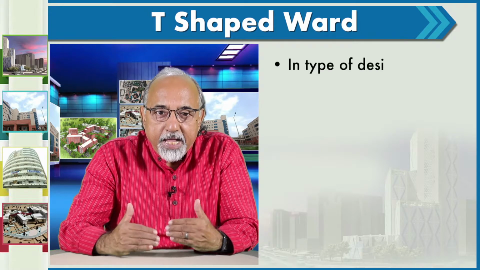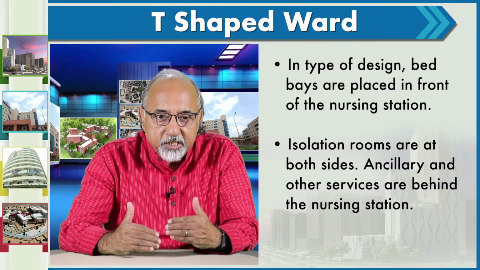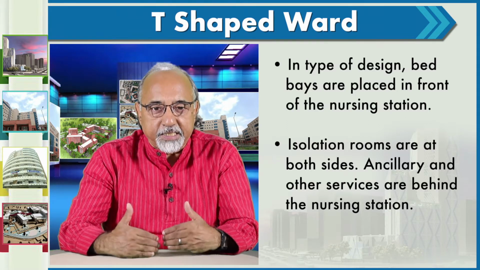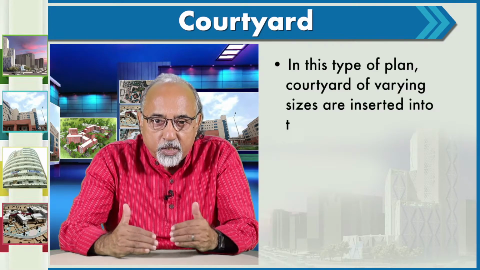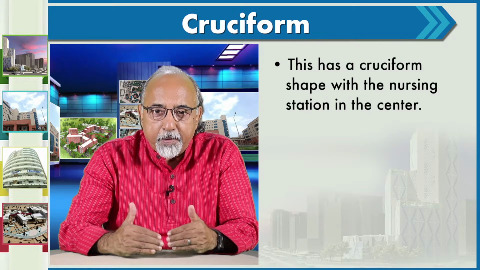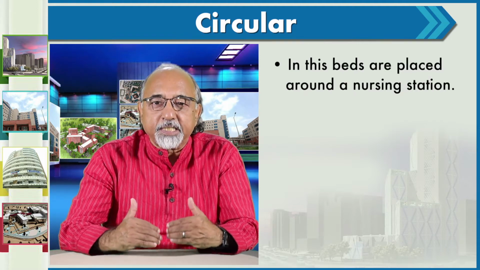T-shaped wards. In this type of design, bed bays are placed in front of the nurses' station. Isolation rooms are on both sides. Ancillary and services are behind the nurses' station. Racetrack or double corridor type of wards. In this, the beds are arranged in single or double room configurations. Courtyards. In this type of plan, courtyards of varying sizes are inserted into the core areas to provide natural light and ventilation. Cruciform. This has a cruciform shape with the nurses' station in the center. Circular. In this, the beds are placed around a nursing station.